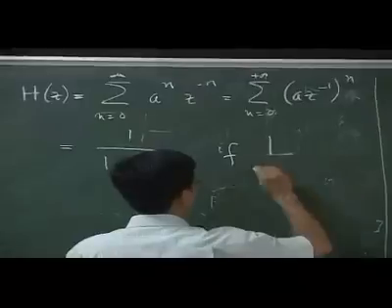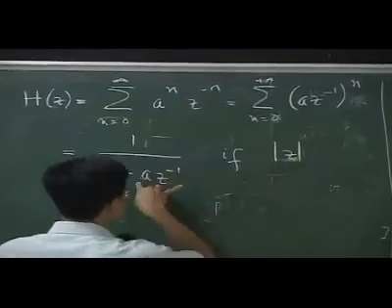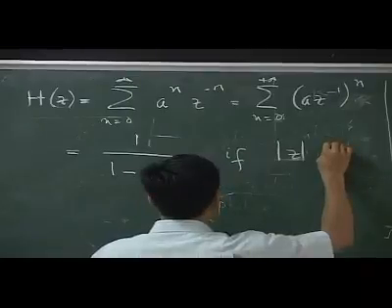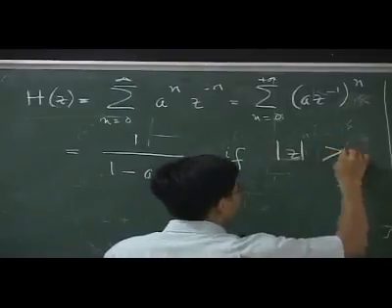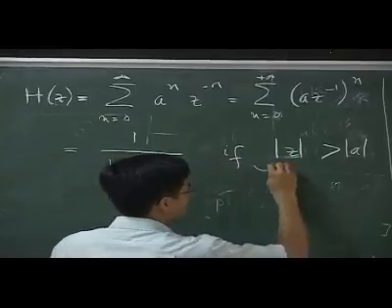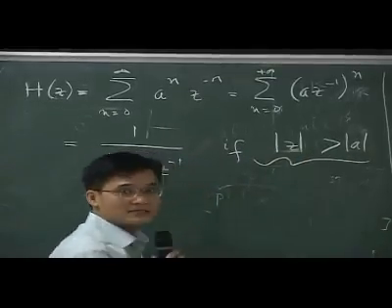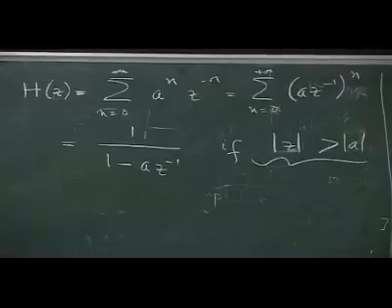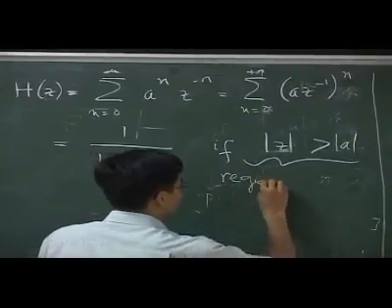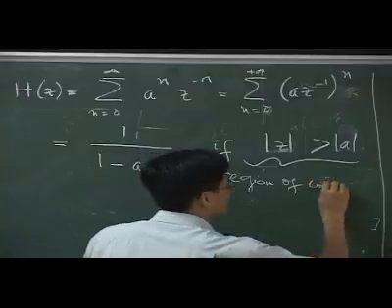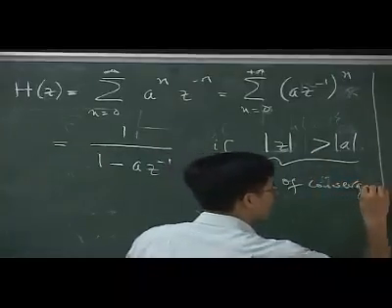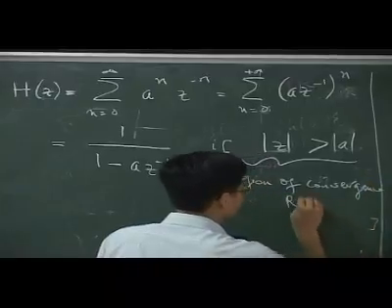So this is only if the absolute value of a z^-1 is less than 1, or the absolute value of z is bigger than the absolute value of a. Okay, and this thing here, people call what is this? The region of convergence. So that is the region of convergence, the ROC.